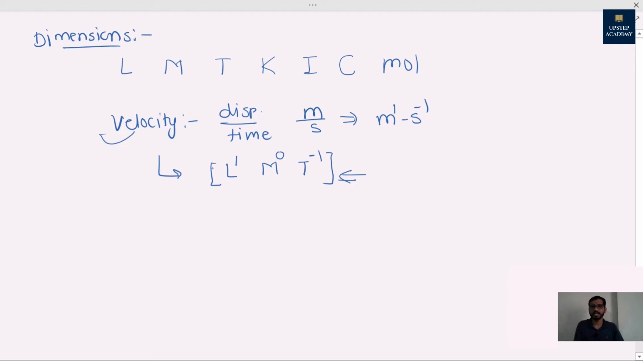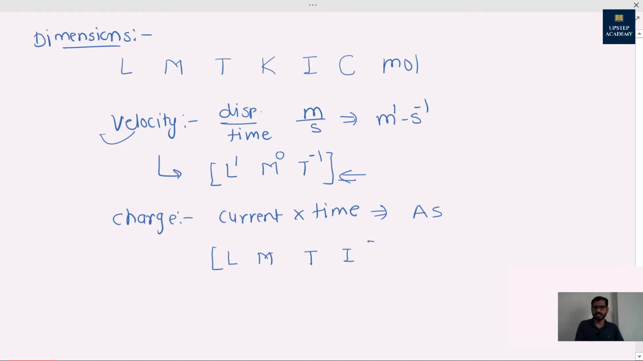So in this way we can show the dimensions. One more example I will show you. What is charge? Charge is equal to current into time. The unit of charge will be ampere second. So what will be the dimensions? L, M, T and I. These 4 quantities will be present. Let me tell you why we are going to take I. As we can see, besides L, M and T, only the current quantity is present in the formula. That is why we take I.